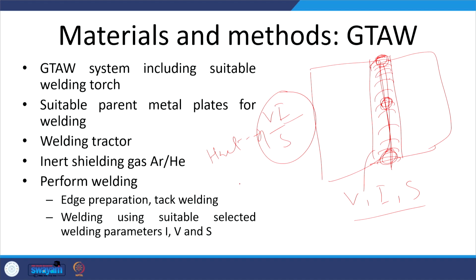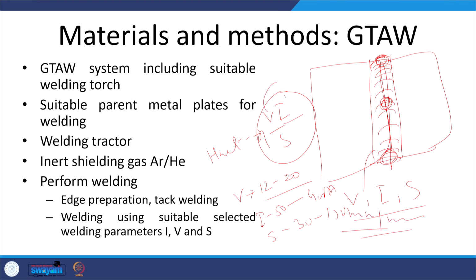So, TIG welding usually works with low voltages, maybe 20 volts, and the current can range, as per the thickness, from 50 to say 400 ampere, and welding speeds from 30 to even 150 per minute can be used.